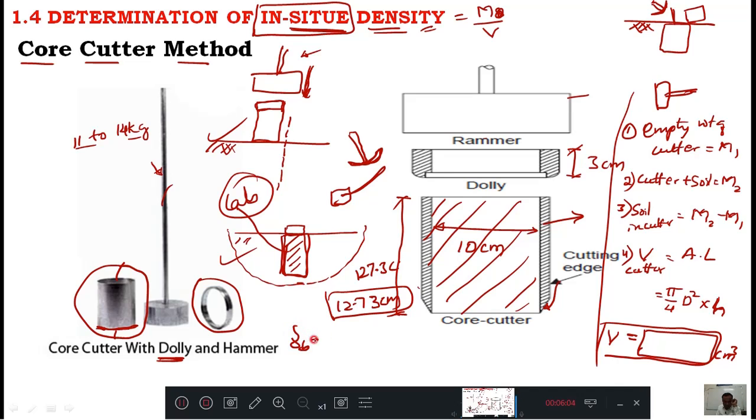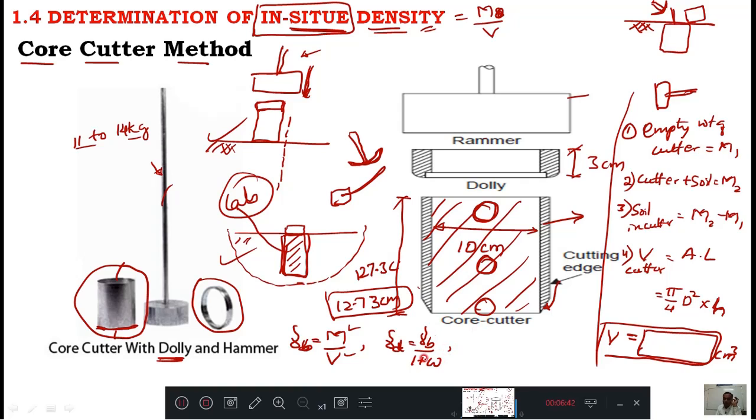Gamma bulk density equals mass of the soil by volume of the soil. Mass of the soil is known to you. Volume of the soil is also known to you. You got bulk density. From the core cutter, from the top, from the bottom, from the middle, you take 3 soil samples, put them in the oven and do the water content determination test. After that you will come to know the water content. When you know the water content, then you can find gamma D. Gamma D equals gamma B divided by 1 plus W. Very good. You got gamma D also.